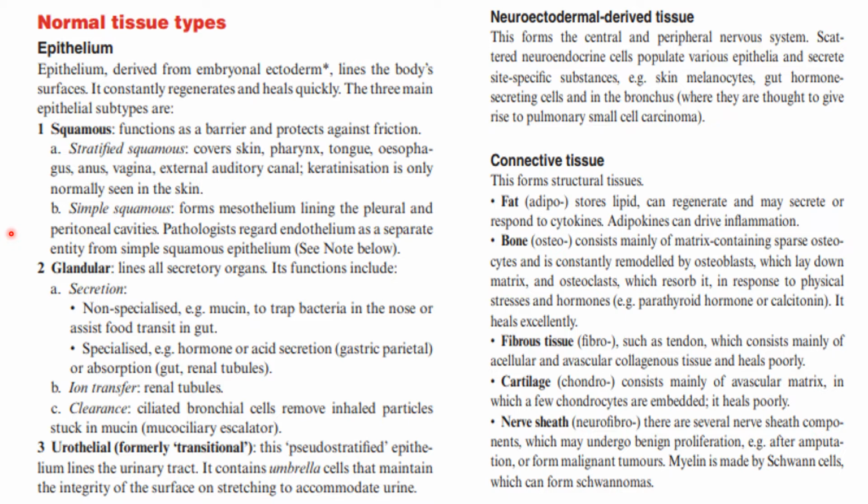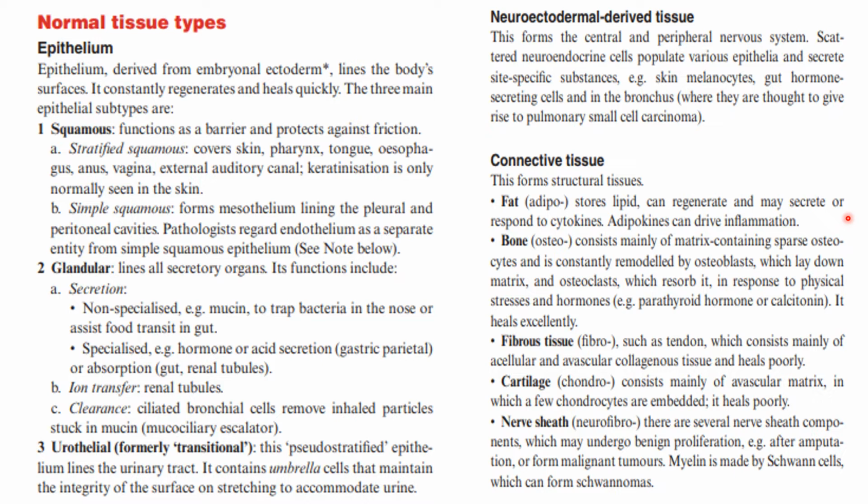Urothelial, or formerly transitional, layer of epithelium. This is the pseudostratified epithelium which lines the urinary tract. It contains umbrella cells that maintain the integrity of the surface on stretching to accommodate urine. Next we have neuroectodermal derived tissue.